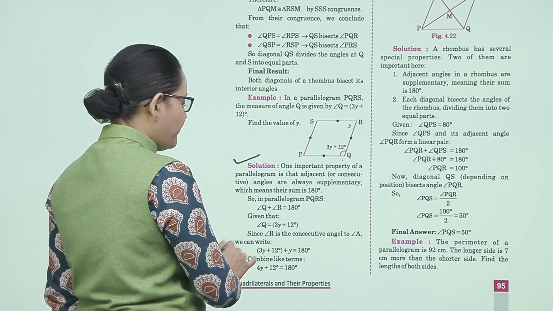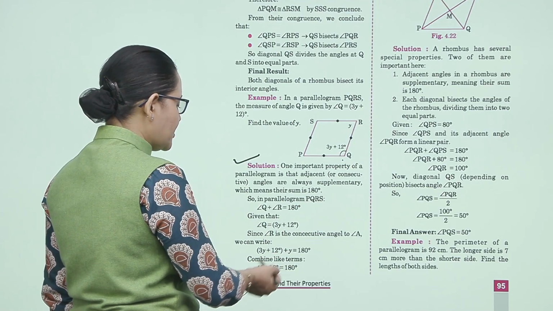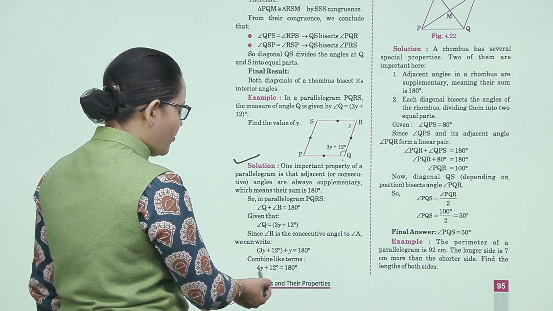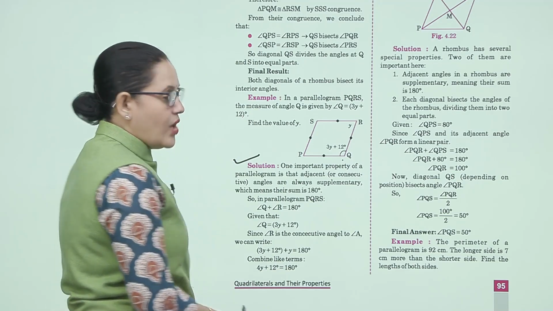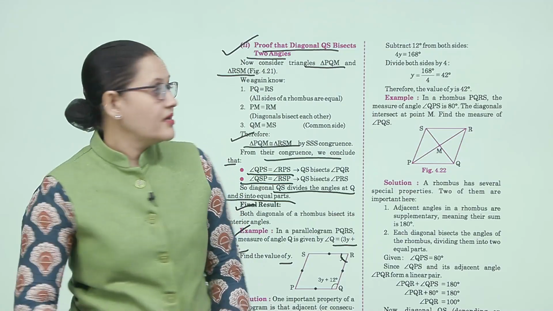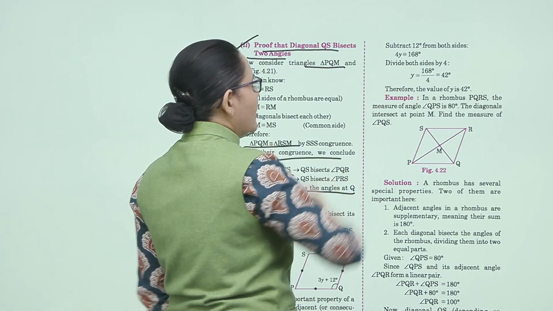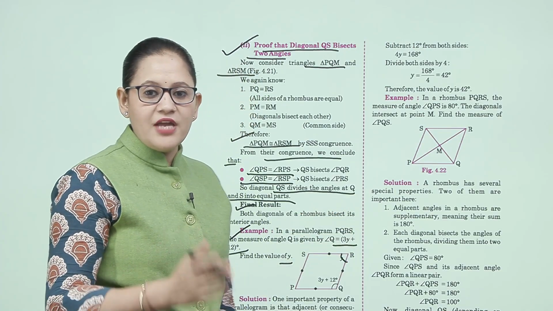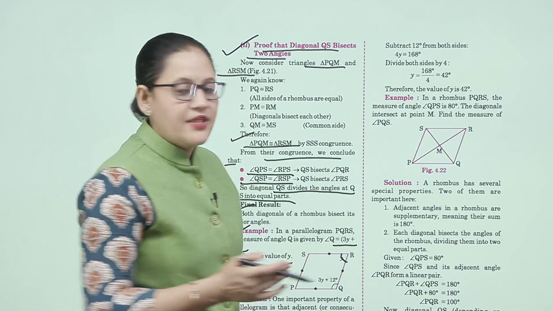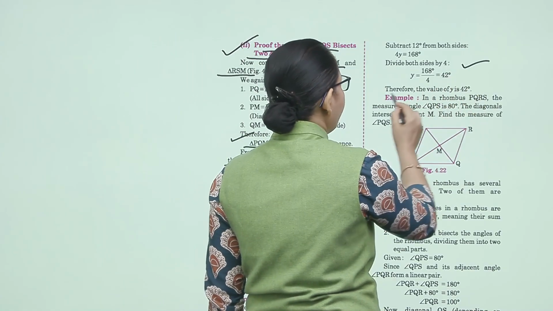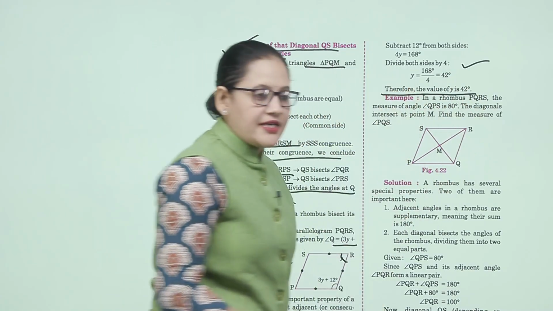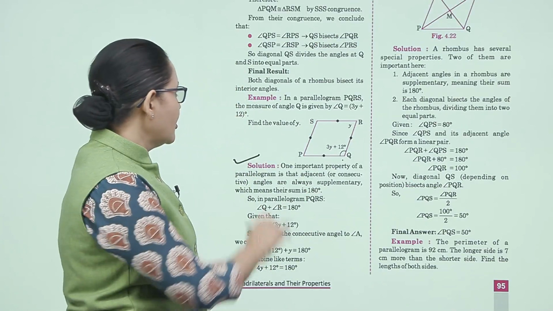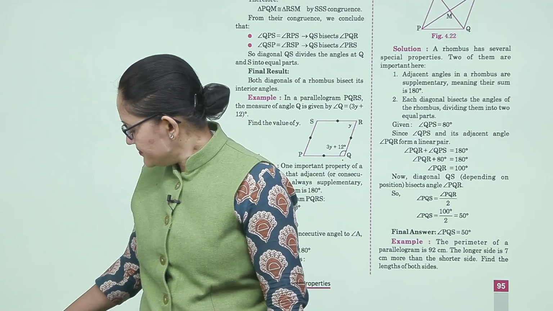So we'll put the value. Now angle R equals y, so 3y plus 12 plus y. That is 4y plus 12 equals 180 degrees. Now we'll subtract 12 from both sides. 4y equals 168 degrees. Y equals 168 divided by 4, that is 42 degrees. Therefore the value of angle y will be 42 degrees. Practice all the examples given here. You have to practice all these examples.